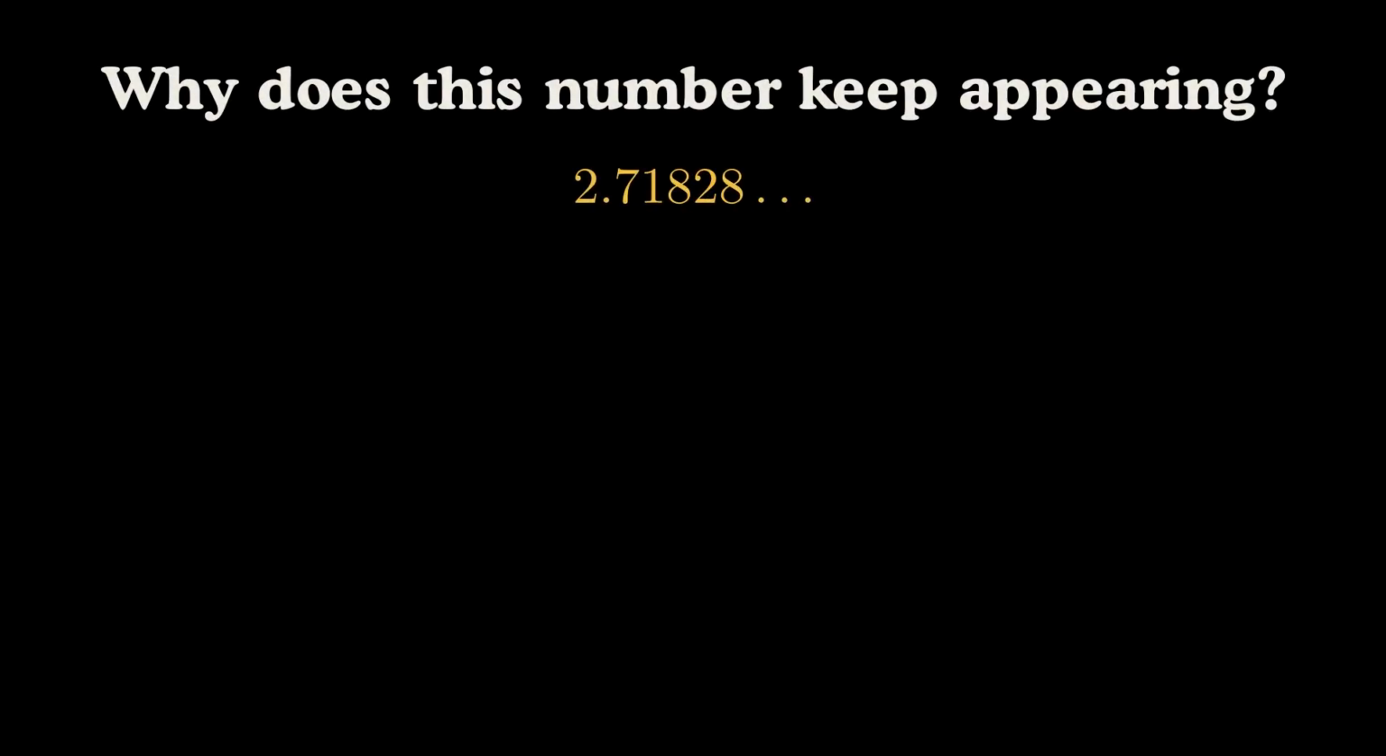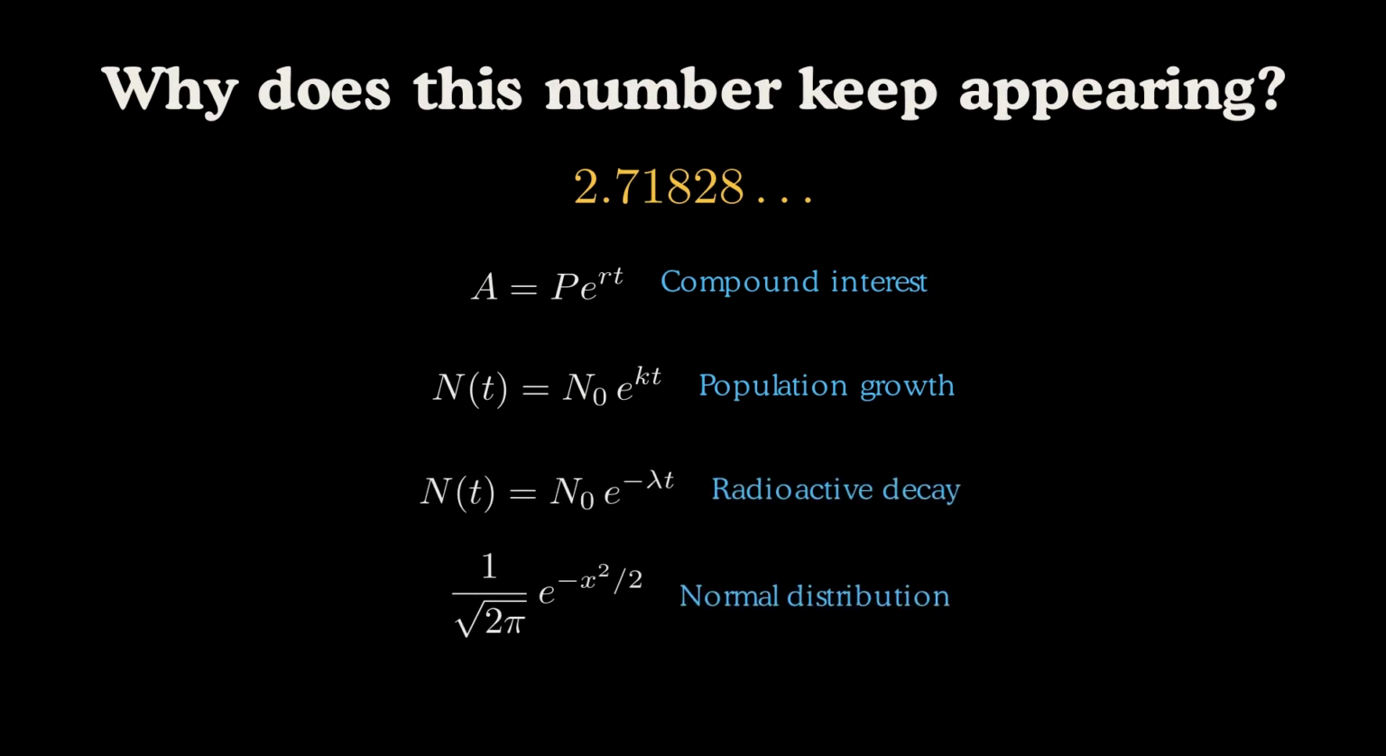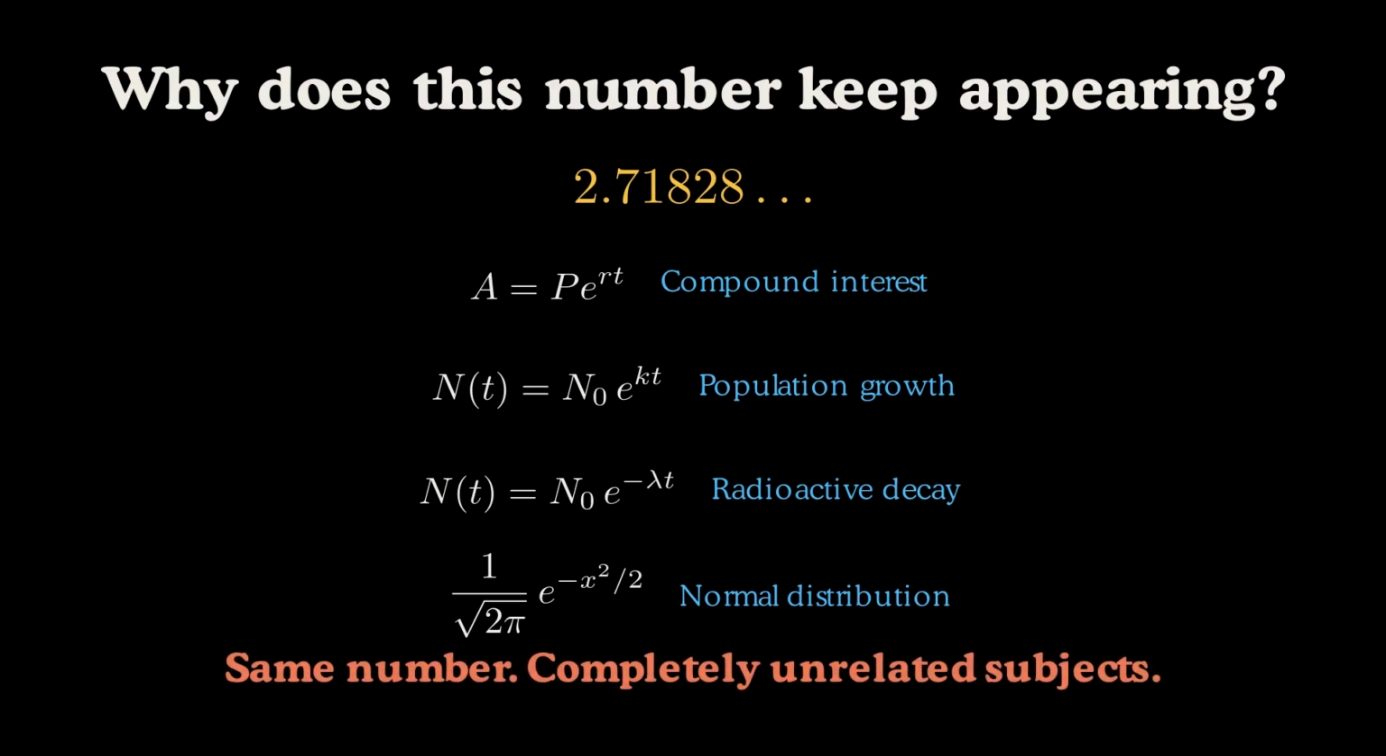2.71828. This number has no obvious pattern by the looks of it, or no clean story behind it at first glance. However, the strange thing is that it keeps turning up, and in completely unrelated circumstances. You see it in compound interest, for example. You see it in population growth, radioactive decay, the normal distribution that describes random variation across nature. The exact same number every single time, and no one even put it there.